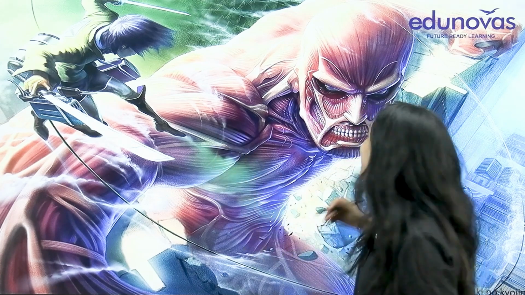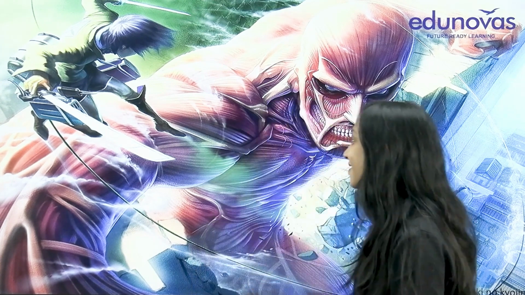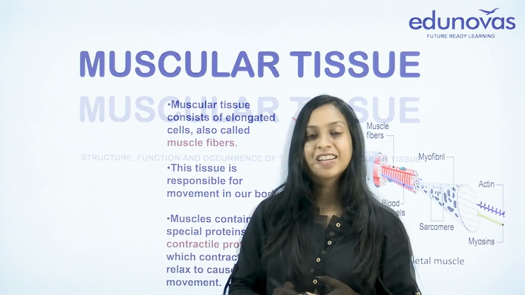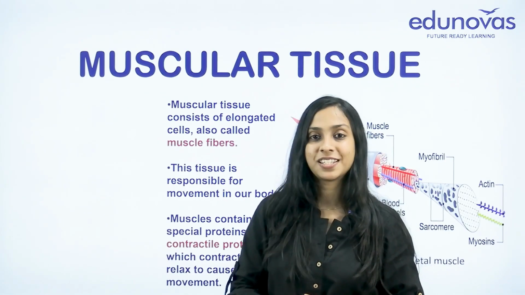Someone's jumping, someone's swinging, someone's going in for a punch. So we are able to do all these activities like jumping, walking, running, climbing and even smiling because of a certain something in our bodies. Yes, you guessed it right. We are going to be studying muscular tissue, and in this chapter we will be studying the various types of tissues, their occurrence, structure and function. So let us study about muscular tissue.